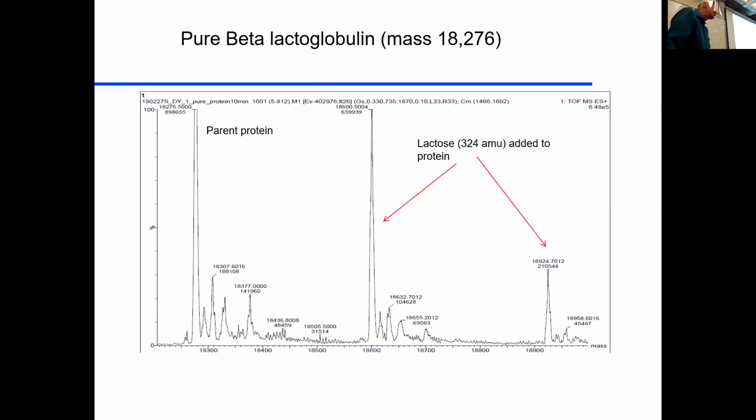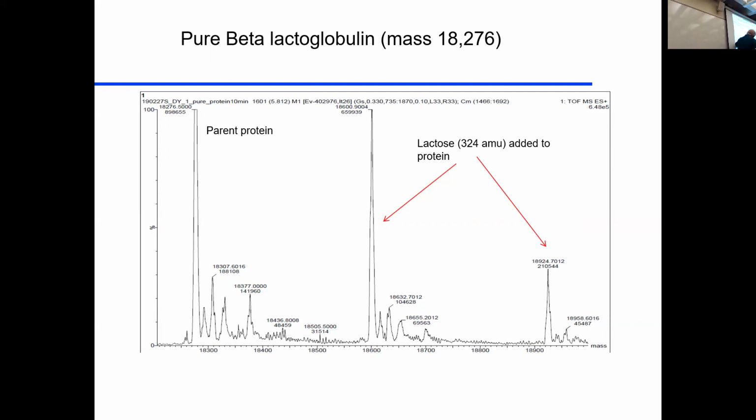So our model protein is beta-lactoglobulin. It's the major whey protein. If I put beta-lactoglobulin into an LC-MS and do ESI-MS, electrospray ionization mass spectrometry, this is the profile I get. These are the ions that I see. I get a very large peak at 18,276. That's beta-lactoglobulin. So I can actually measure the mass, and I can measure how much of my beta-lactoglobulin peak is there.